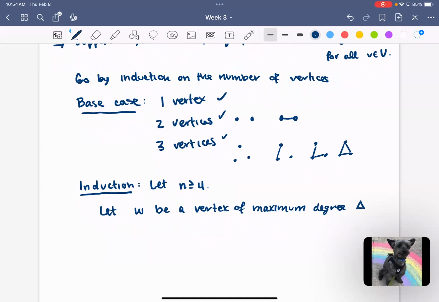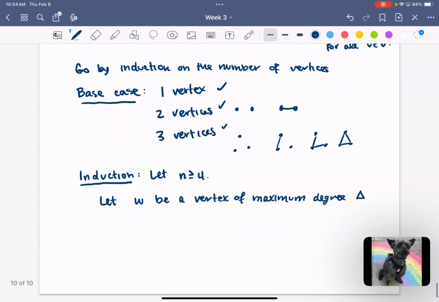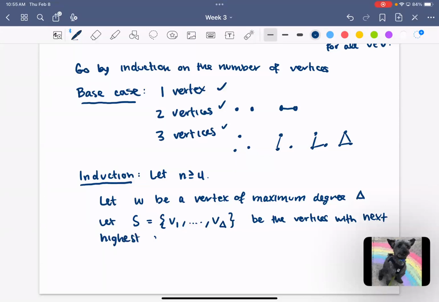And then I'm gonna let S, and I'll denote this by v1 up to v sub delta. Okay, so we're taking delta many vertices, and this is going to be the set of vertices with the highest degrees other than W. So be the vertices with next highest degrees.